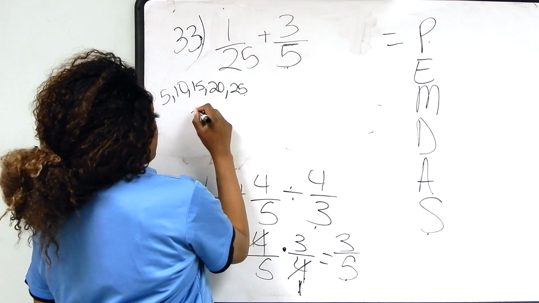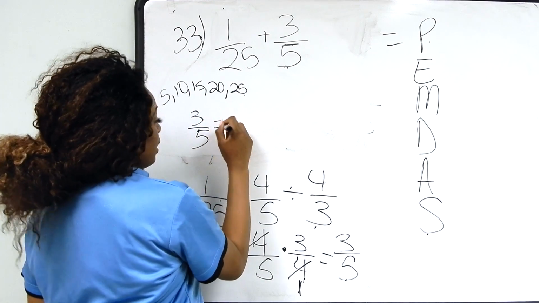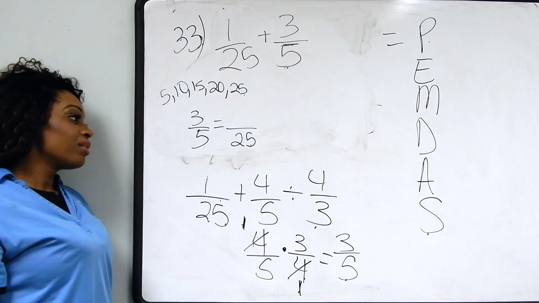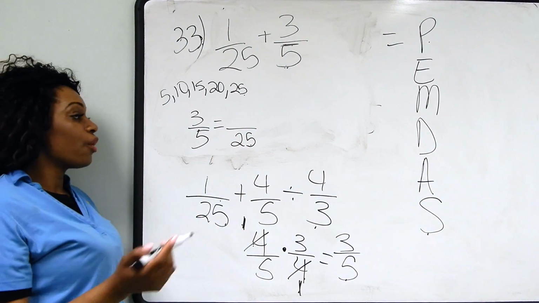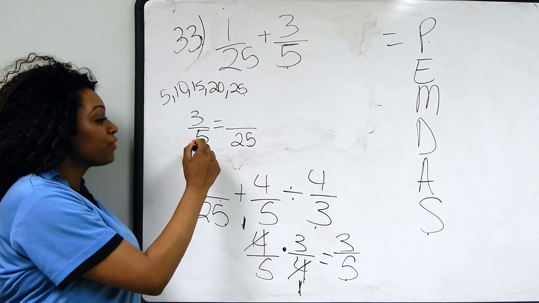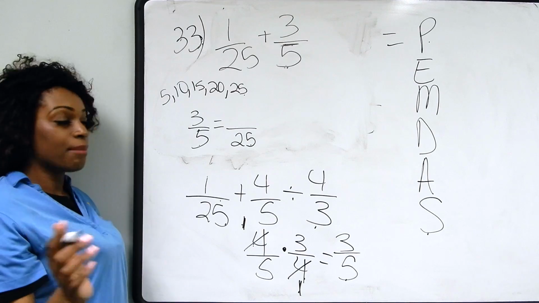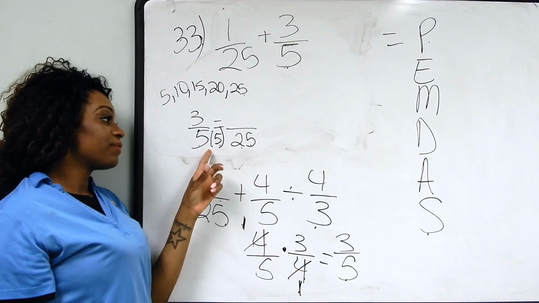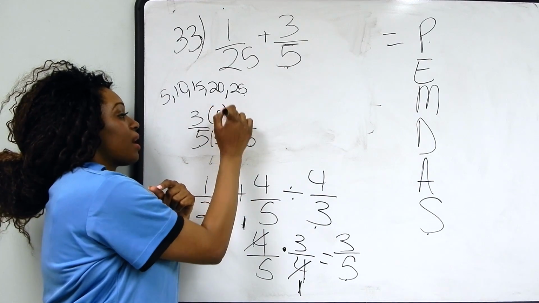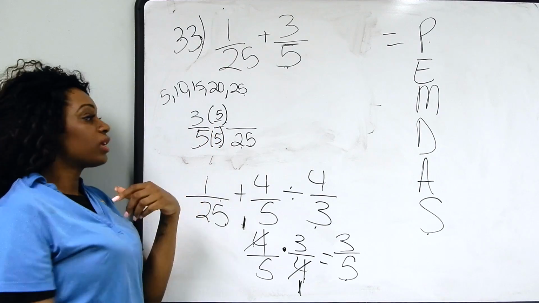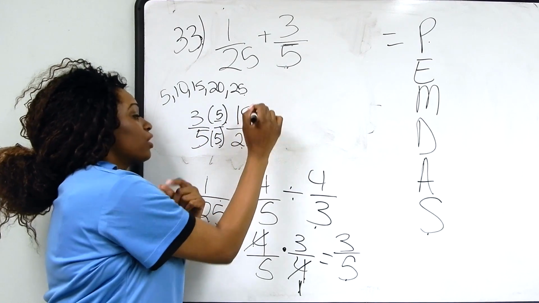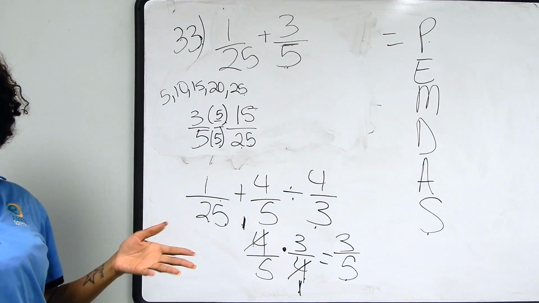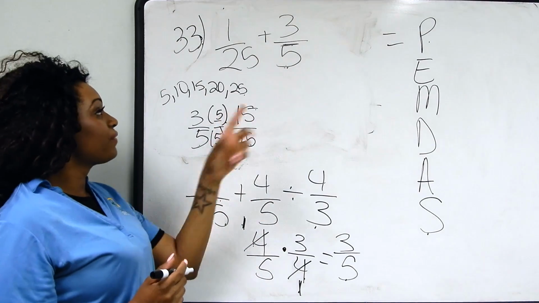So I'm going to take 3/5 equals something over 25. I'm going to put 25 in the denominator. To get from 5 to 25, you multiply the denominator times 5, and you multiply the numerator times 5 as well. 3 times 5 will give you 15. Whatever you do in the denominator, you must do to the numerator, or vice versa, to get an equivalent fraction. That's all we're doing. So now we have 15 over 25.